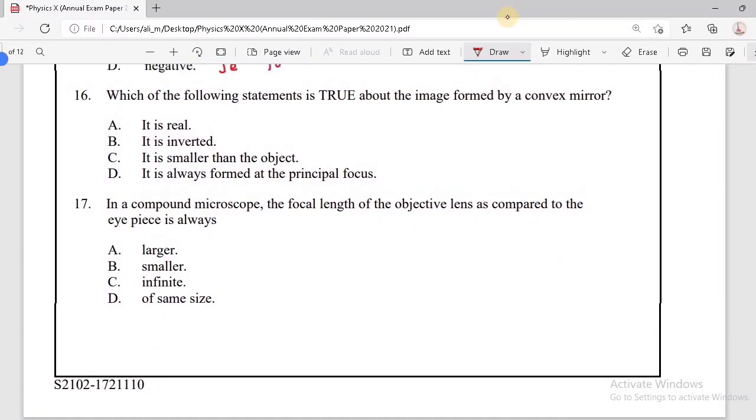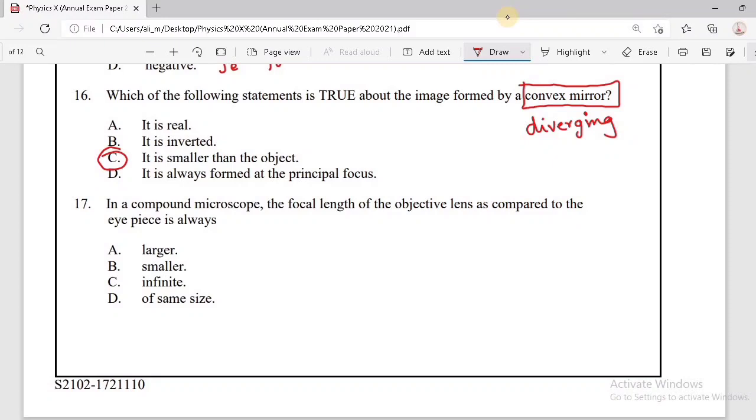Then we have question number 16. Which of the following statements is true about the image formed by a concave mirror? Concave mirror is a mirror that is the diverging mirror, and diverging mirror always forms the image that is smaller than the object, that is virtual and erect. So the correct answer will be option C, that the image is always smaller than the object.